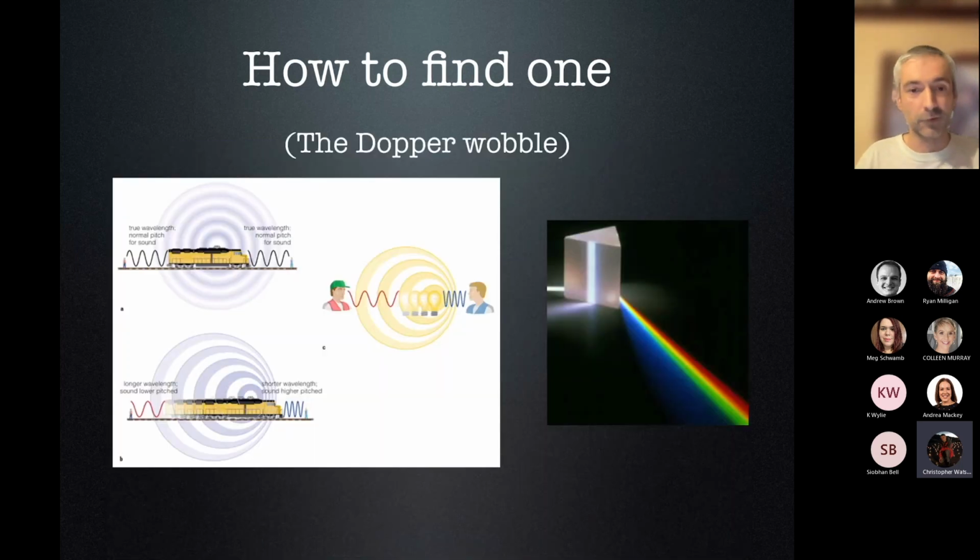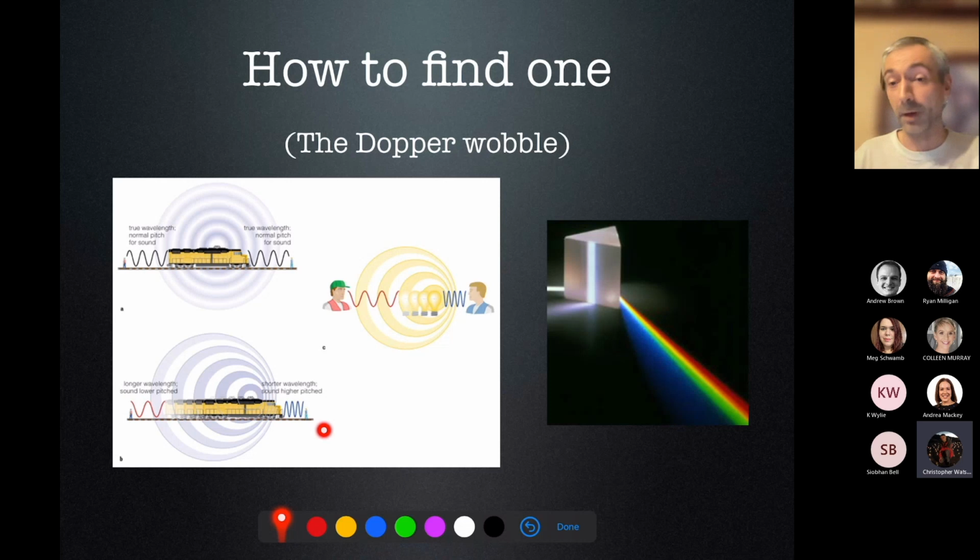I don't think I need to talk too much about the picture on the left, other than that if you're daft enough to stand in front of a train while it's coming towards you, you're going to have the sound waves bunch up. So you'll hear a higher pitch. If you're a little bit clever and you're behind the train, you'll see them stretch out, the Doppler effect. That's actually what we use to infer the presence of a planet, except we're not looking at sound, we're splitting the light up into its constituent colors.